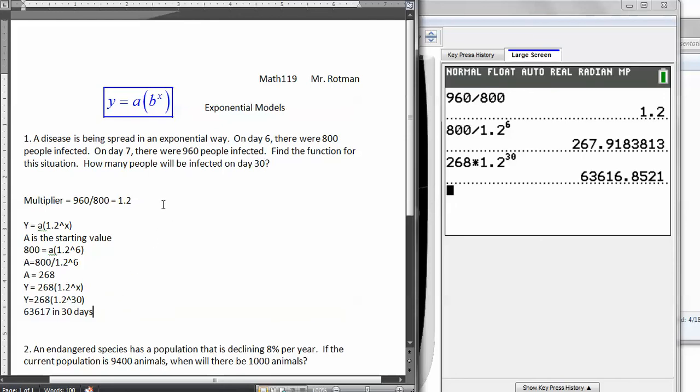So we found the multiplier, substituted in, filled in a pair of numbers for x and y, solved for a. That gives the function, and now we can calculate anything we need for that situation.